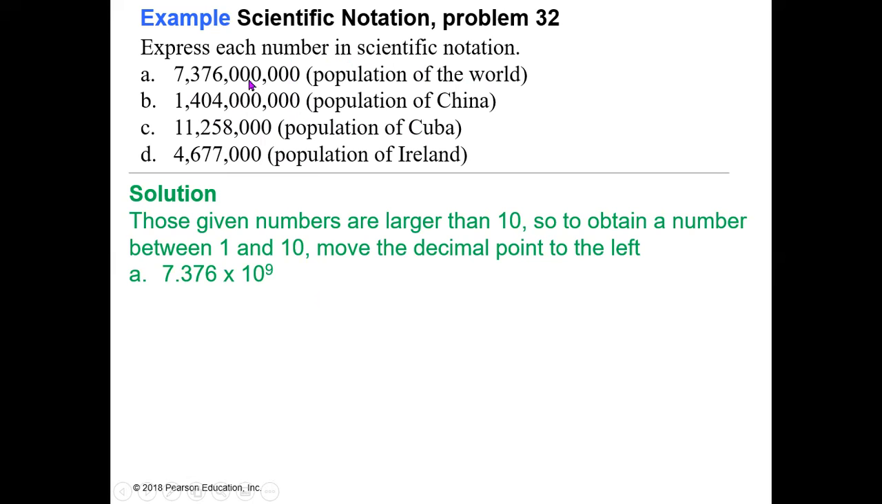For A, we move 9 times, so we get 7.376, and this 9 is indicated here. We move to the left, so positive 9. For B, we also move 9 times, so we have 1.404 times 10 to the positive 9. For C, we move 7 times to the left, so we get 1.1258 times 10 to the positive 7. For D, we move 6 times to get 4.677, therefore we have 10 to the positive 6.